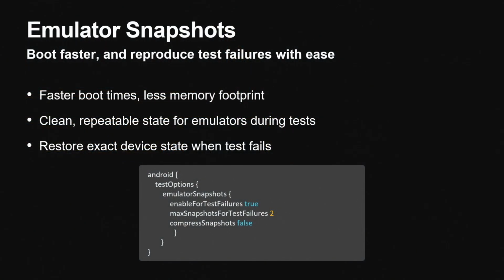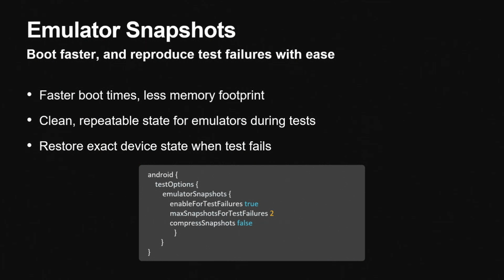And then one final improvement to emulators that are trying to make things faster and much more reliable is the introduction of emulator snapshots. Now, these things have been around for a while, specifically in development land, to make it easier for developers to spin up an emulator when they want to try their code against a device. But now introducing these for testing has a bunch of different benefits.